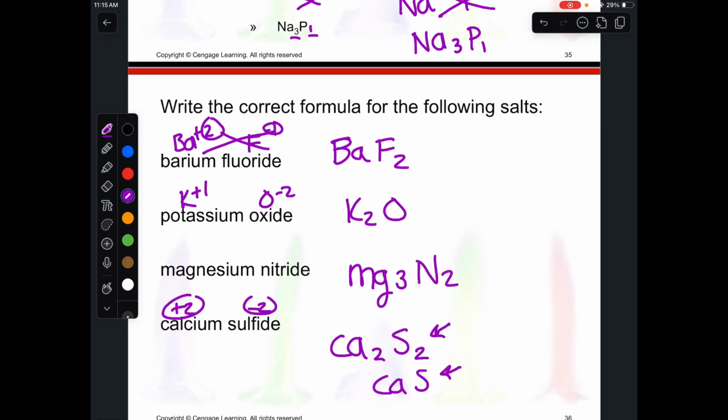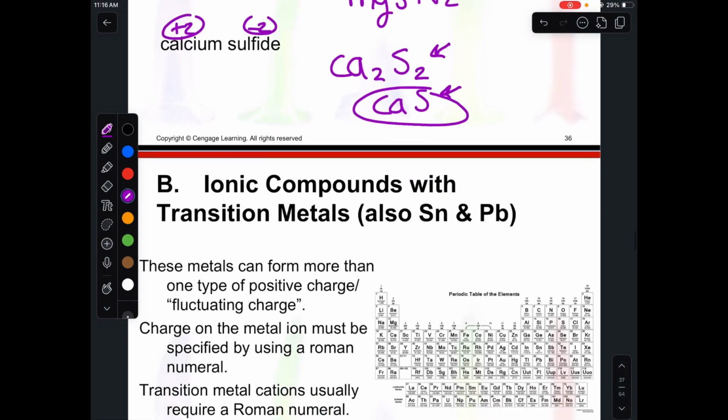Now, I won't take points off for being written like this, but you're going to have to understand that the 2's do exist. They just canceled each other out. So this is what I'd prefer you to write and what you're going to see.